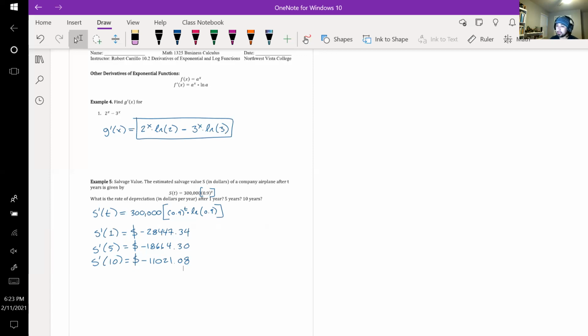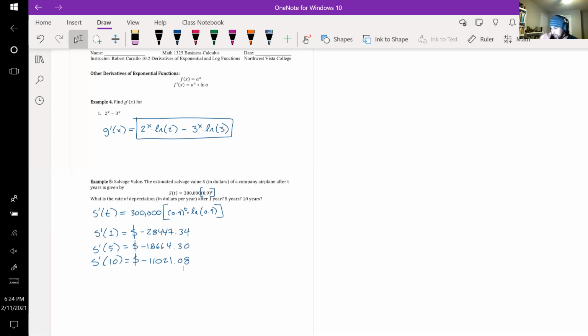So why the different amount? Well, it's just how the function is panned out. Whoever made this salvage value function is saying that, okay, after the first year, you're going to lose a lot. After that, you're not going to lose as much, but your depreciation is still going down. Because eventually, after T amount of years, your airplane will be worth $0.